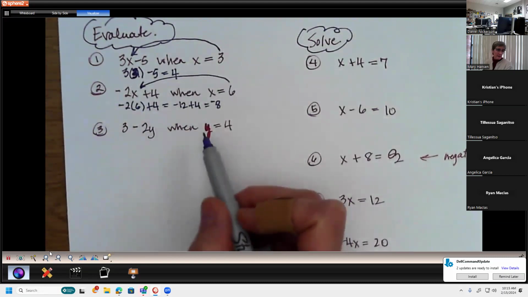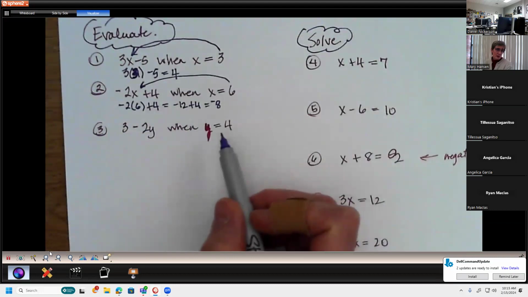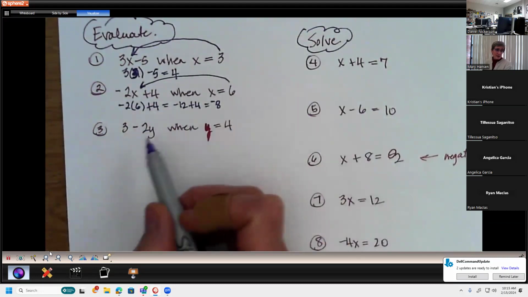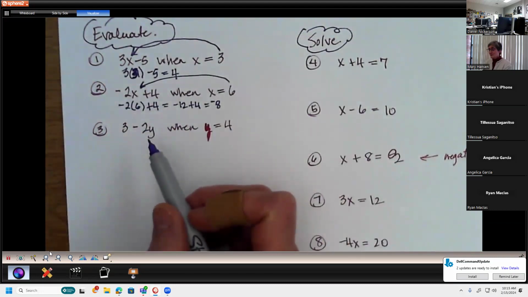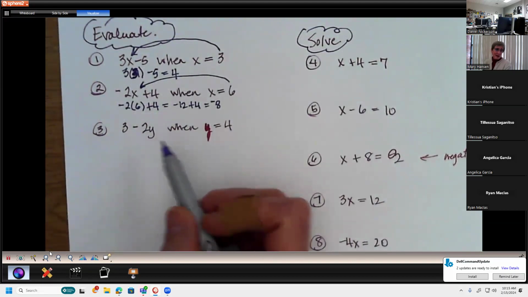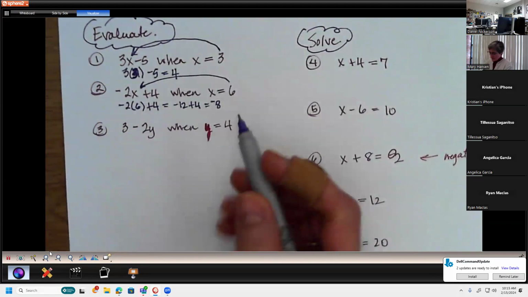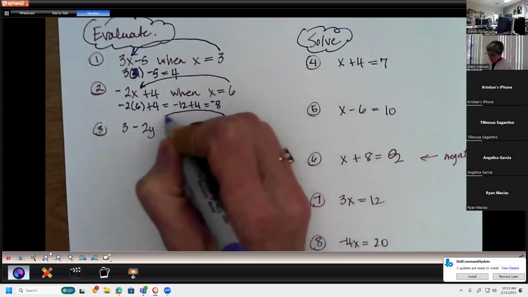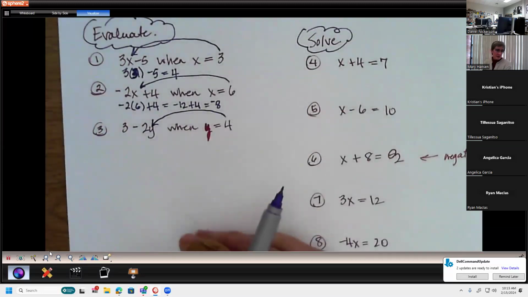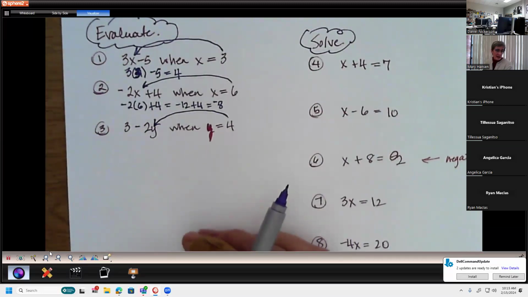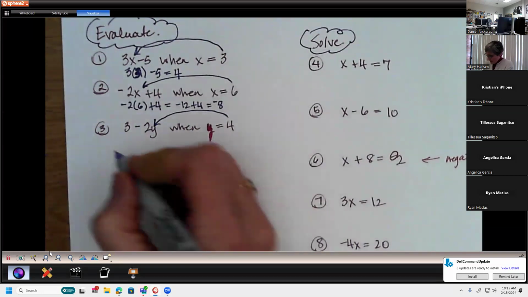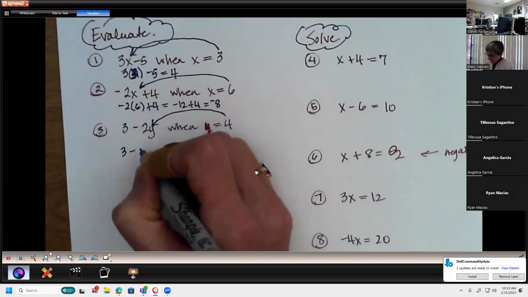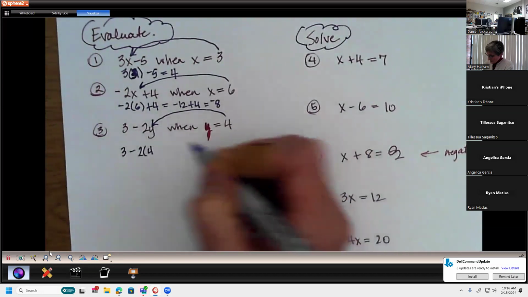Okay, number 3, I messed up when I put x equals 4, because if x equals 4, but the expression has y in it, you can't substitute the 4 in for it. But I meant for it to be y equals 4. And so that's why I changed it when someone observed that here in the chat for me. And so I'm going to put that 4 in for the y. I'm going to have 3 minus 2 times 4.